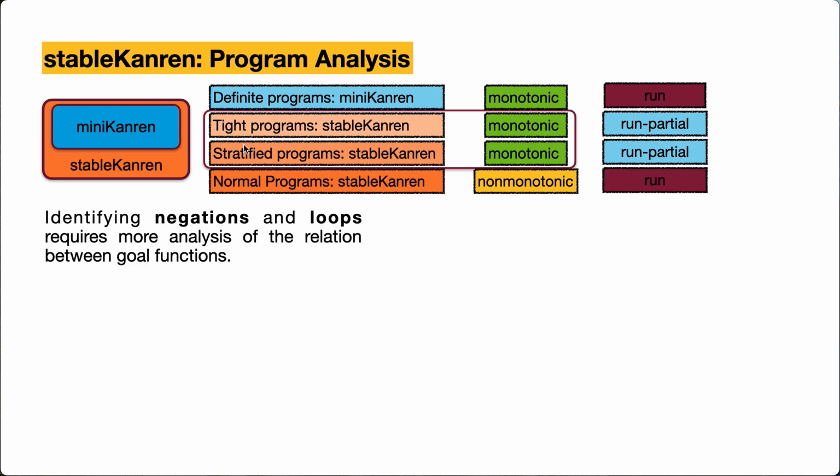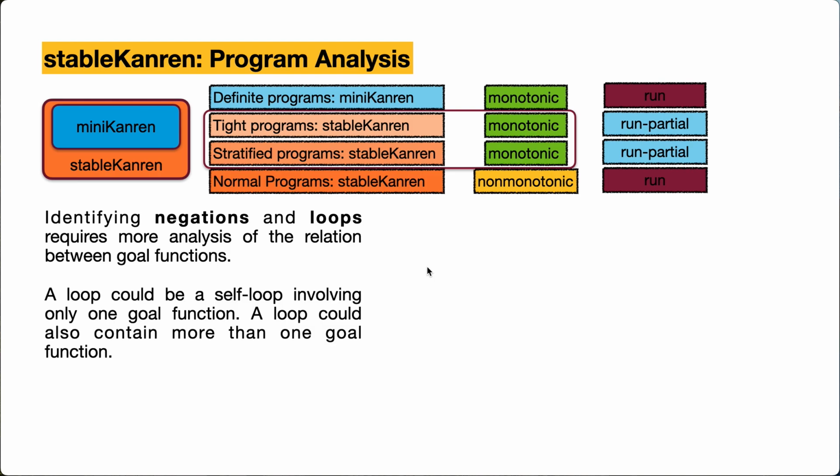And right now we need to take care of the stratified programs in stableKanren. Now we not only need to identify the negation, we also need to know where the loops are inside. So this requires more analysis of the relation between the go functions. For example, a loop could be a self loop involving only one go function. A loop could also contain more than one go function.